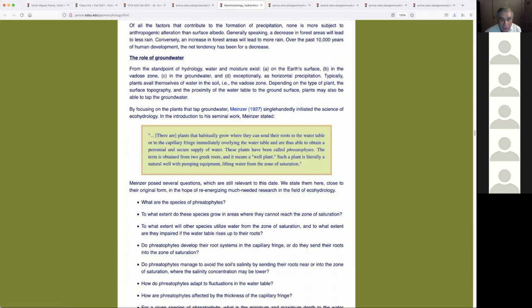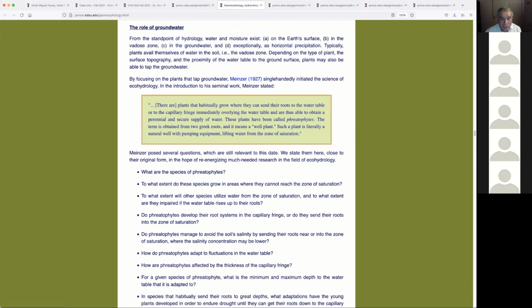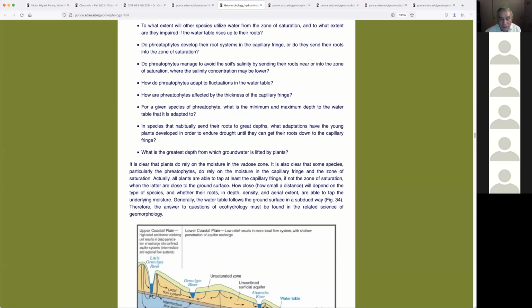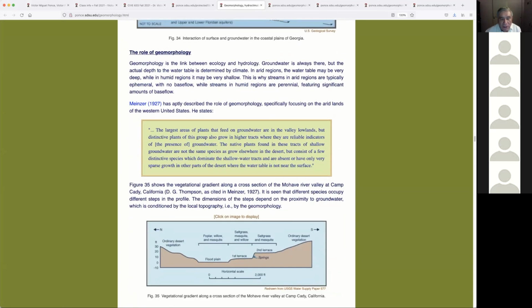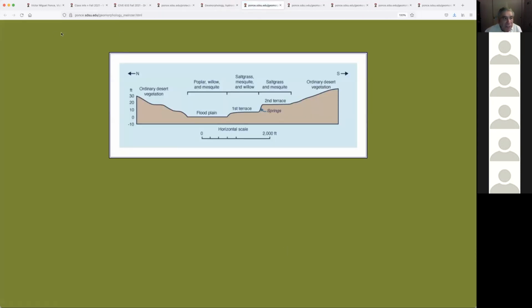Groundwater, the role of groundwater, is very important. Mainzer in 1927, we'll take a look at this Thursday. He talked about this extensively, so I'm going to get there eventually. The role of geomorphology: geomorphology cuts into the terrain and determines what plants are there. And many good authors, like USGS Water Supply Paper 577, where I pulled this out from, explain this.